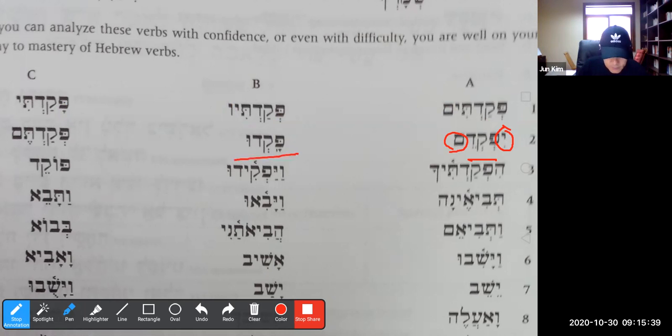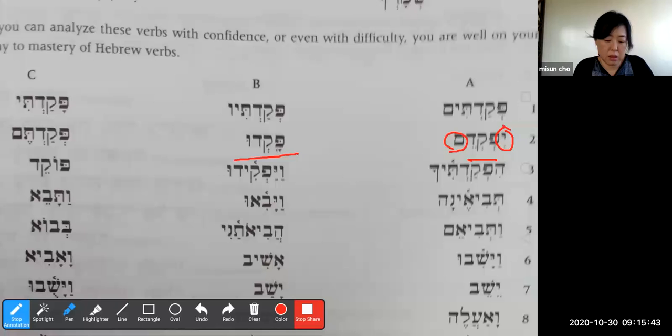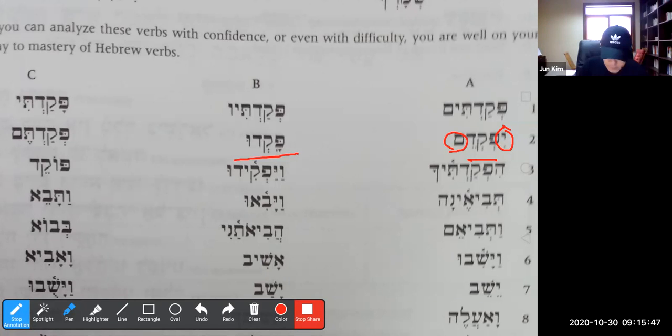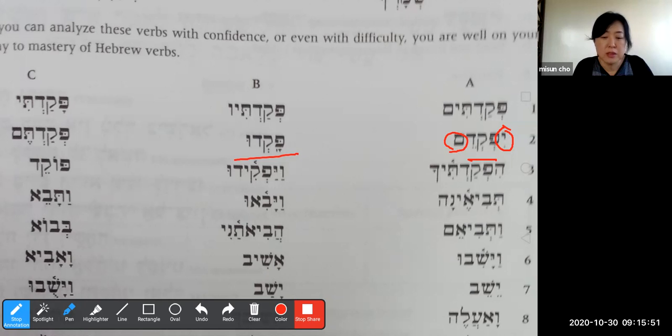Pakad. Kal stem, affix form, 3CPL, special feature none. Right. Good job.